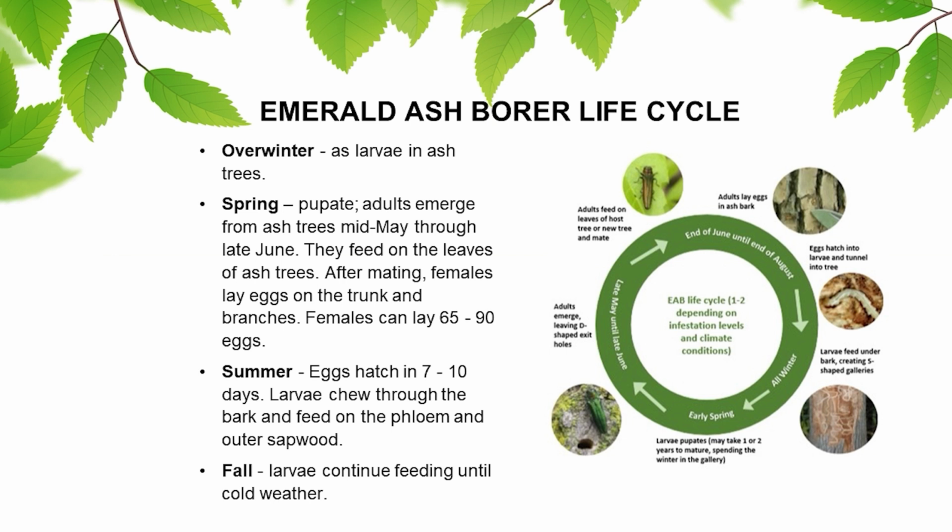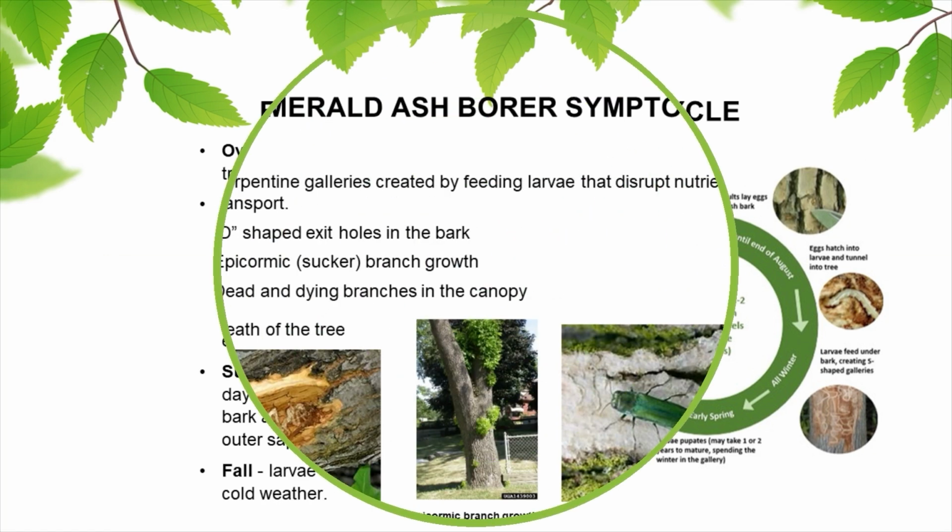The newly hatched larvae chew through the bark as they burrow into the tree, where they feed on the phloem and outer sapwood. The larvae go through 4 instars, getting progressively larger in size. They continue feeding into the fall until cold weather.